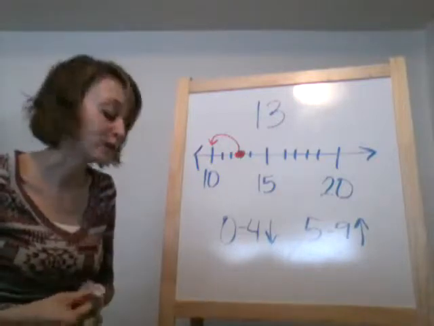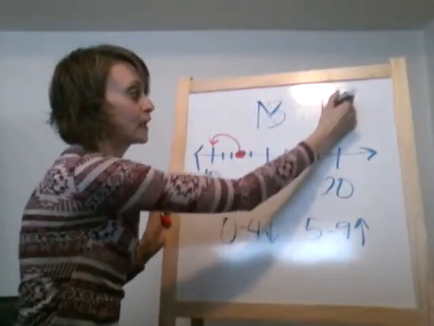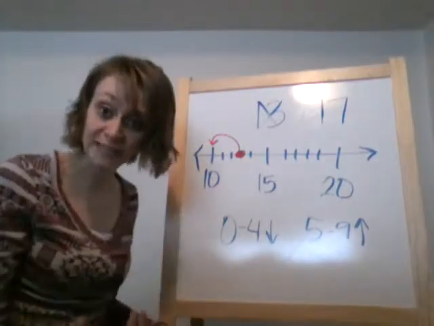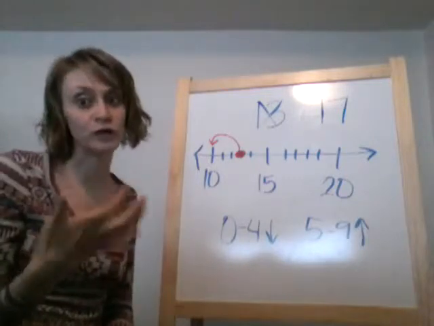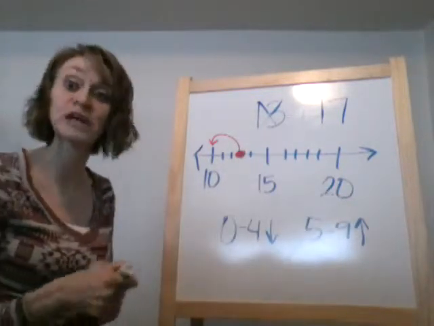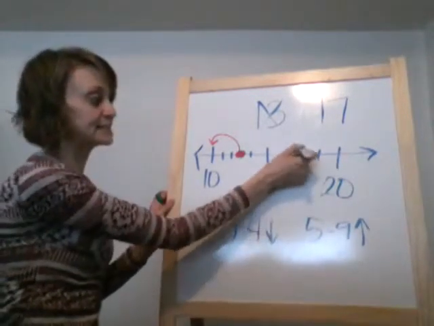Let's try another number, okay? Let's say that we have the number 17, okay? Let's use our tricks to see if we can figure out where to round this number. Do we want to round it down to 10 or up to 20? Okay, first we're going to find the number on our number line. So we have 15, 16, 17.